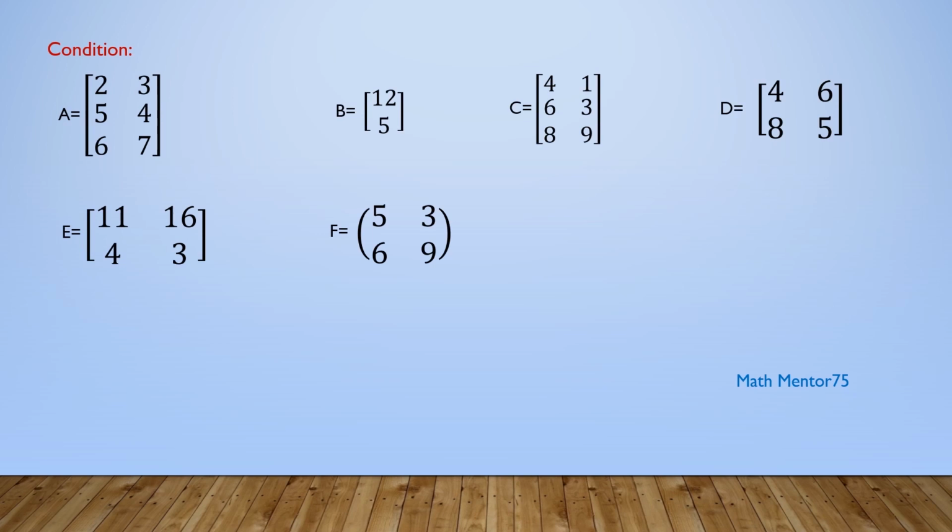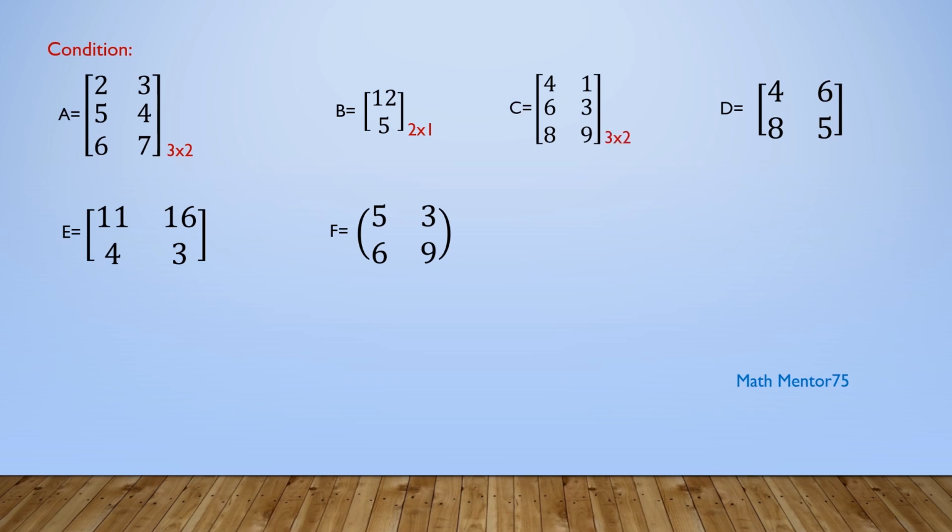Now we know we can add or subtract two matrices if they have the same order. Here we have 6 matrices with us. Let's check their order in the first place. The order of matrix A is 3 into 2. For B, 2 into 1. For C, it is 3 into 2.